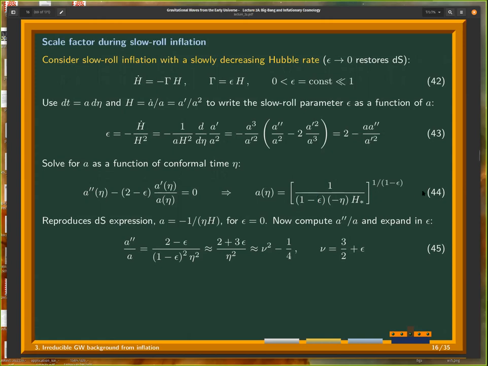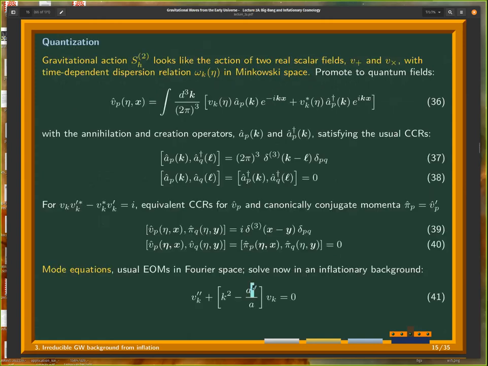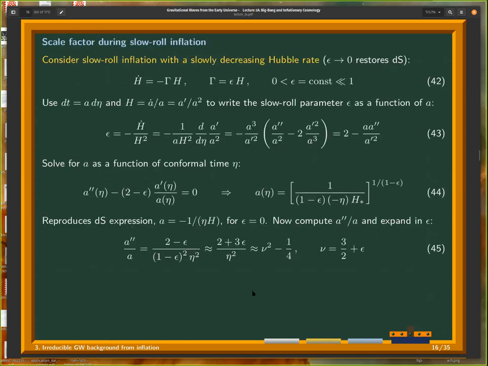And now I take this result, equation 44, and I just calculate A double prime over A. Again, this is what appears here in the equation of motion. During radiation domination and matter domination, this was this 1 over eta squared times some numerical factor. And something very similar happens here. So I take that solution, I compute the second time derivative, and for very small epsilon, I find this expression here. So it's linear in epsilon for very small epsilon.